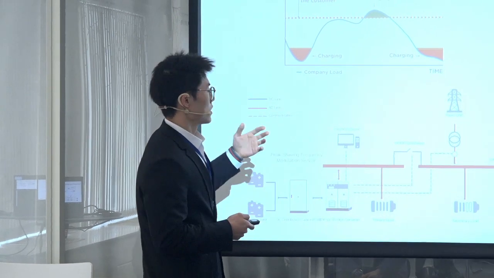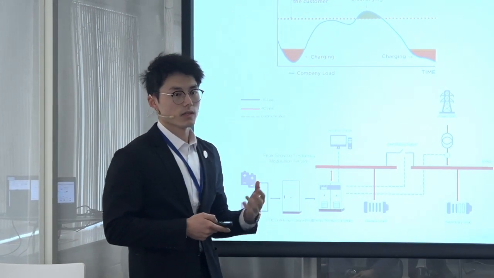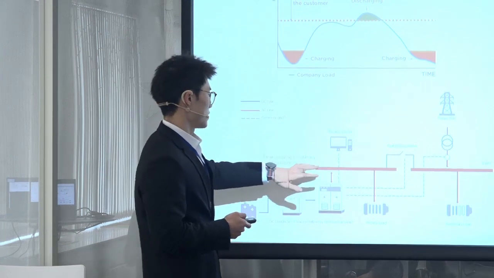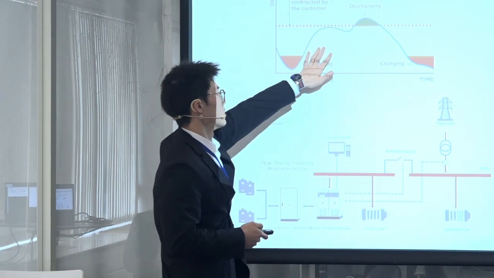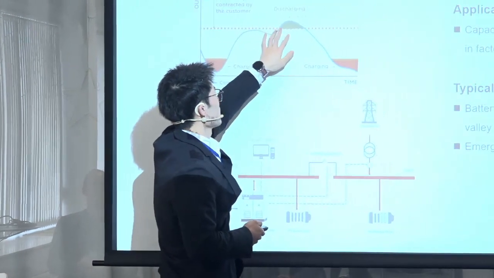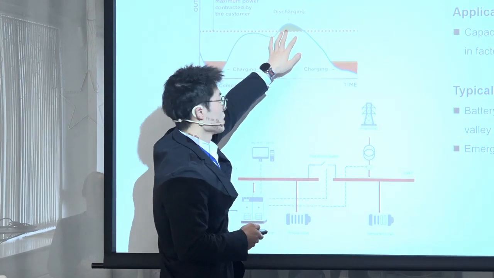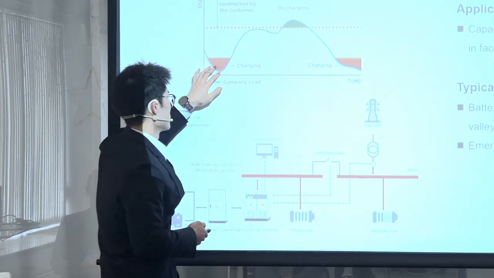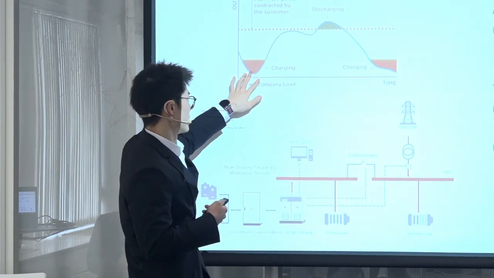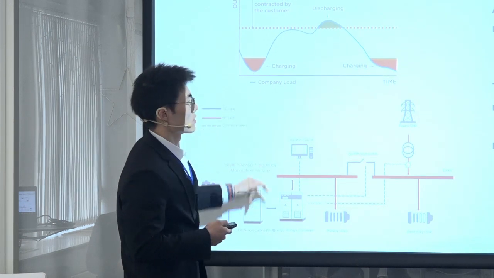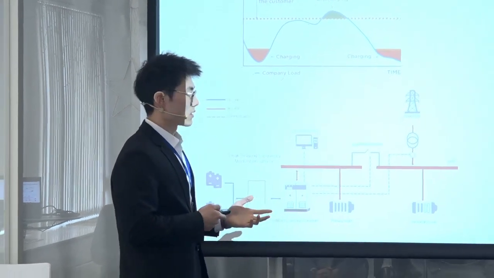So in order to reduce the cost of electricity, we add an energy storage system to provide energy for the load when the load level is high, and at other times when the load level is low, we can charge the battery from the grid to store the energy. So this can save the electricity cost.